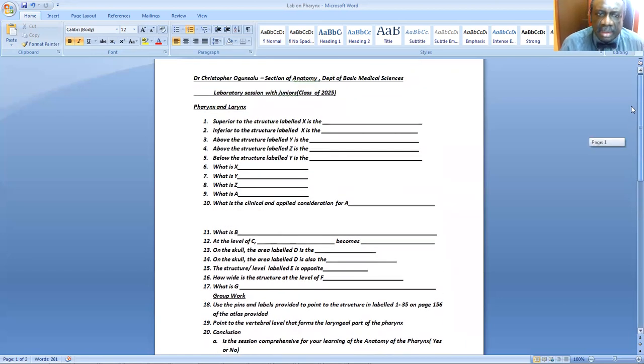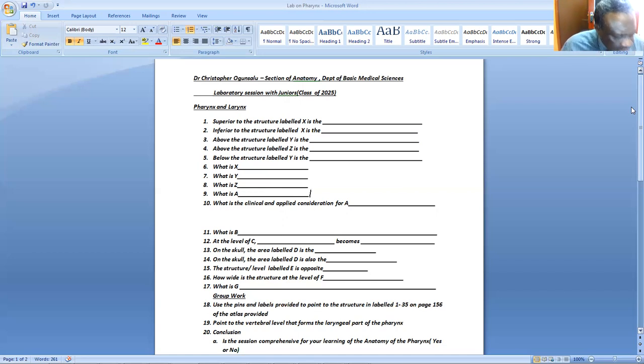Now, the interesting thing about this session is that even before you see the specimen, which you will see in the audiovisual within the next 24 hours, before you see the specimen, I will let you have the answers. Let us look at the labels.